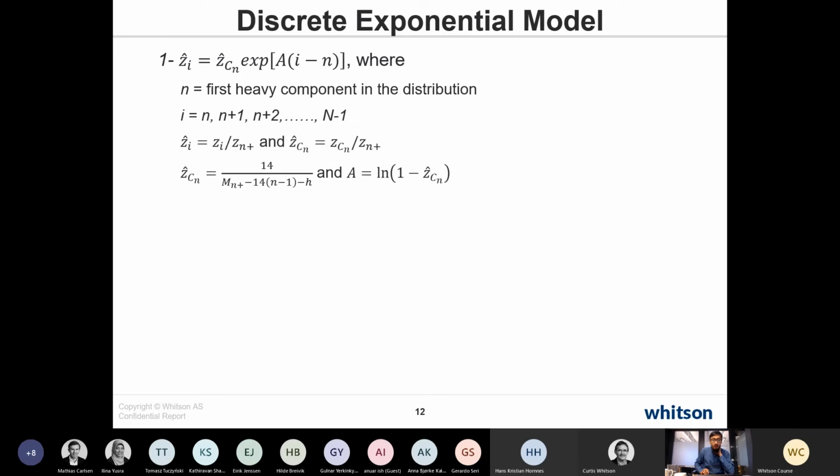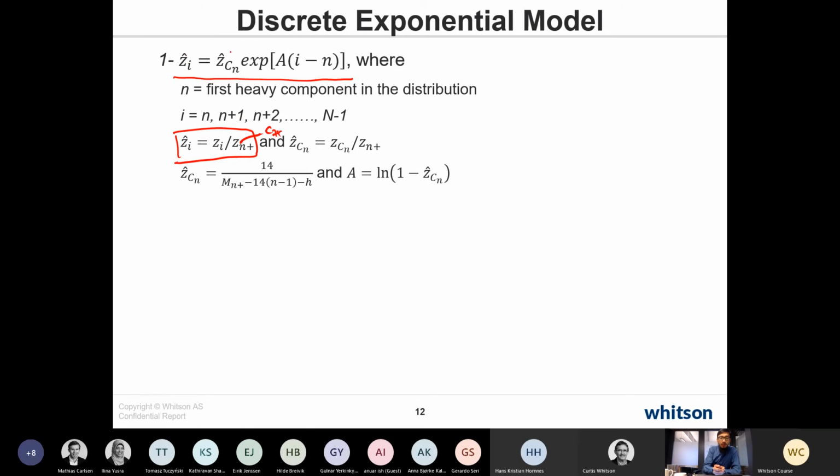Okay, so now we can look briefly at the model, which is also in chapter 5 in the monograph. So this is the expression of the model. Zi with a hat is the normalized mole fraction of a component: the mole fraction of the component divided by the Cn plus mole fraction, for example, the total C7 plus mole fraction.